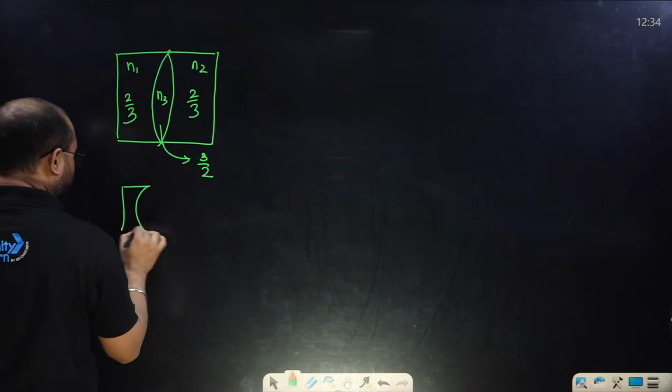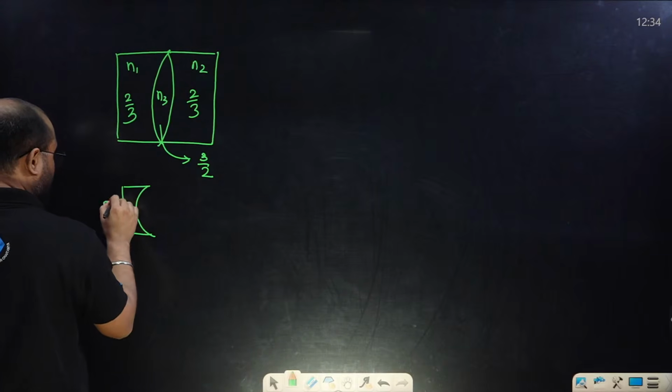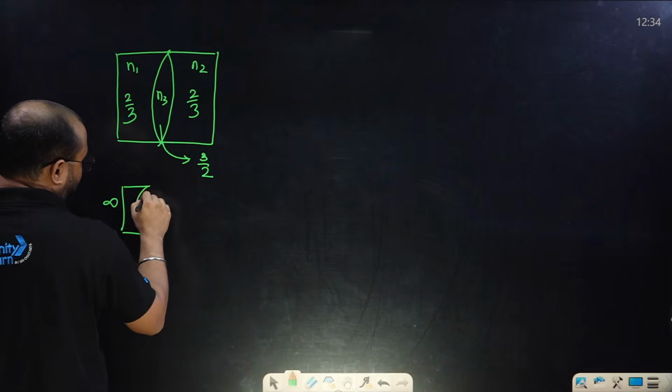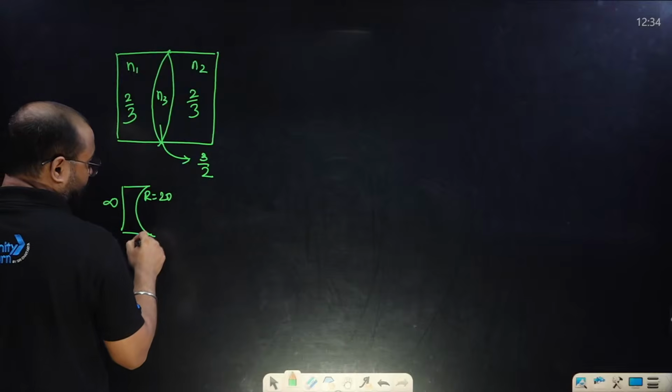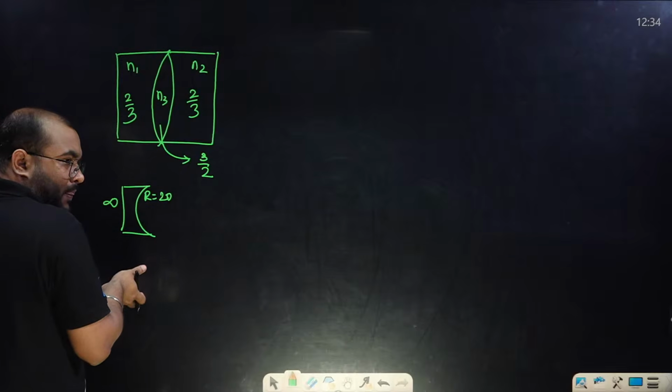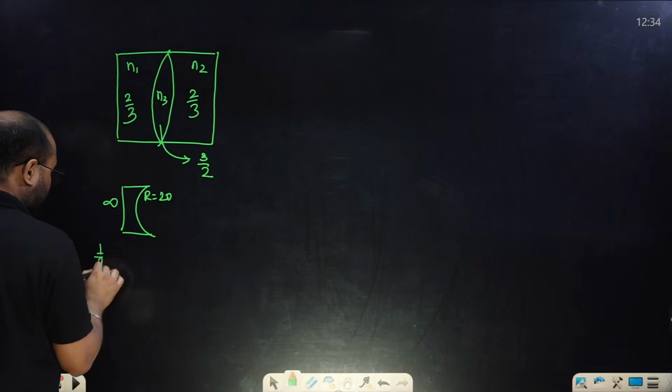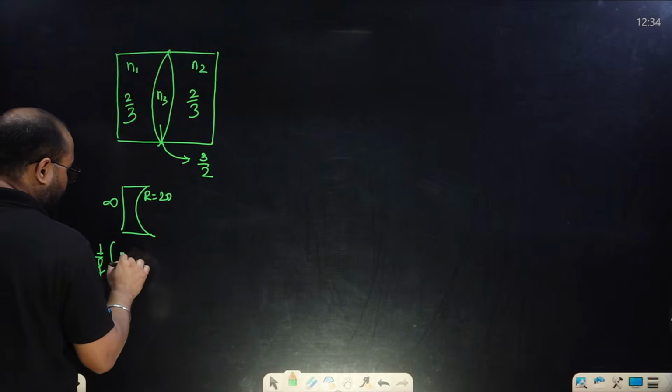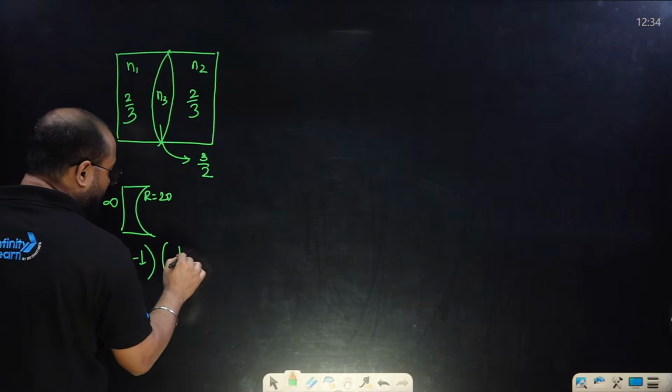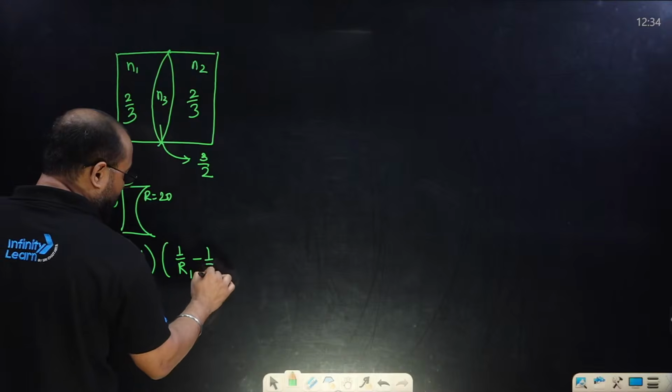So you have to find out the value of L. Here R is infinity, and the value of R will be given to you, maybe 20 centimeters. So you should know how to solve it. Got my point? Basically you will be finding out the focal length, that is (N minus 1) times (1 by R1 minus 1 by R2).